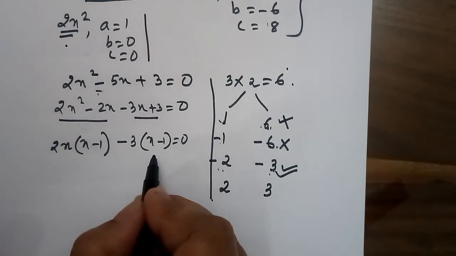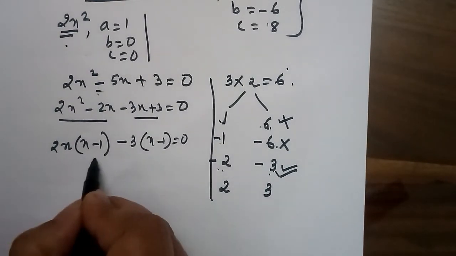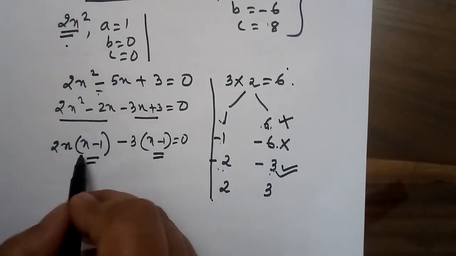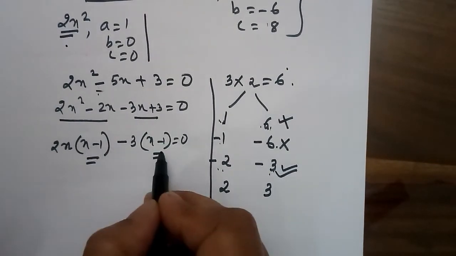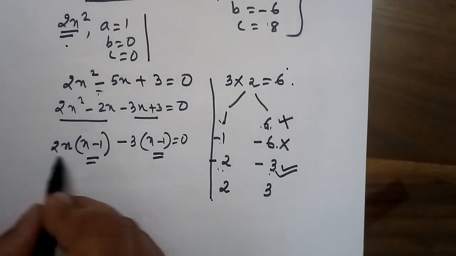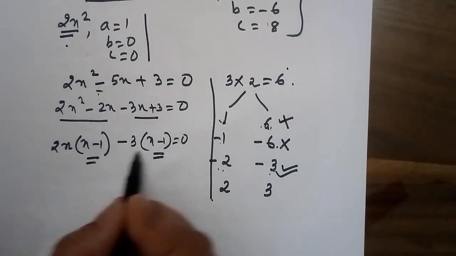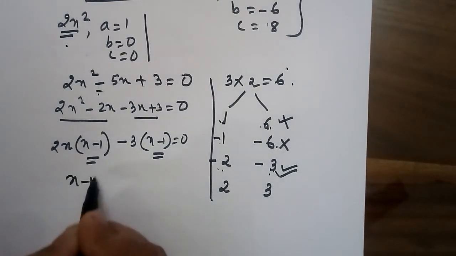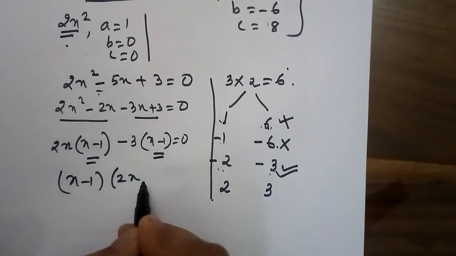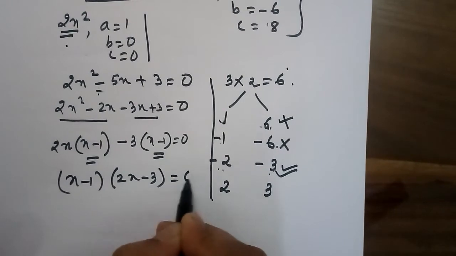Now what you have to remember in splitting the middle term is that these two brackets will always be identical. Whatever you get over here in a bracket, you will get exactly the same thing over here also in a bracket. In case you are not getting that, you have made a mistake somewhere. Now if I take both these terms, I have common x minus 1. So I take out x minus 1 common, and what is left from here is 2x, and what is left from here is minus 3, equal to 0.